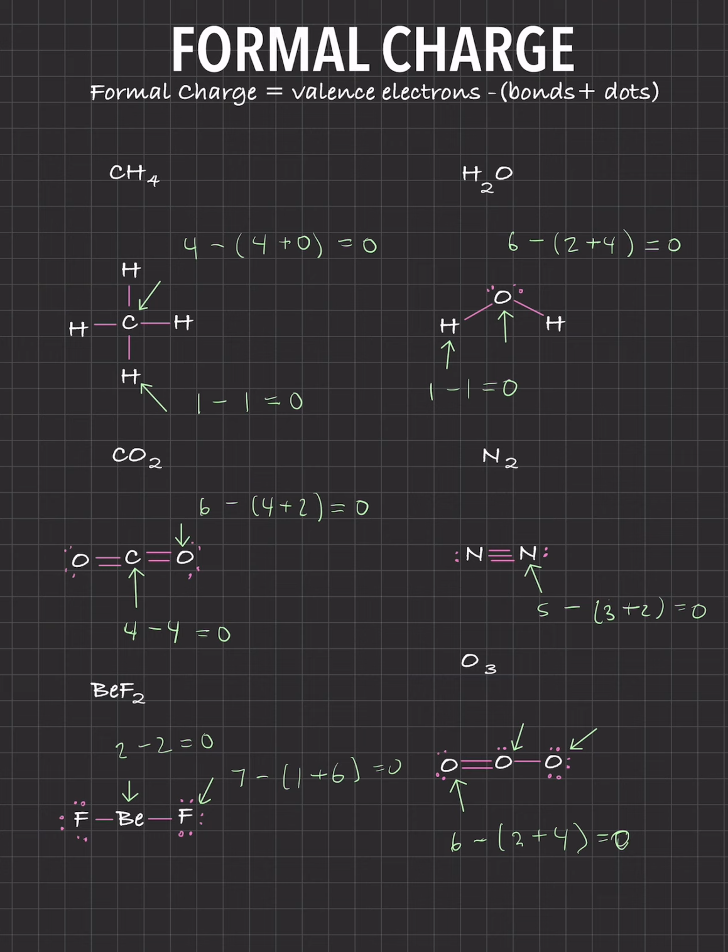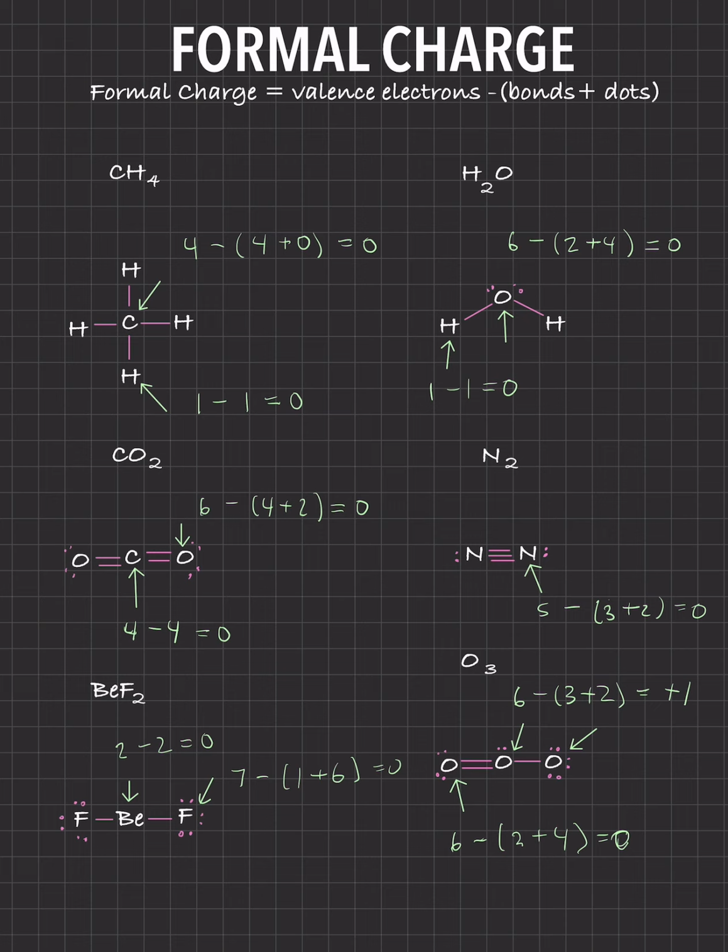Now, what about the oxygen in the middle? Well, again, it's going to be 6. How many lines do I have this time? I have 3. How many dots do I have this time? I have 2. Oh, wow. So I have positive 1. So the one in the middle is positive 1. Okay? 6 minus 5 is 1, so it's going to be positive 1.